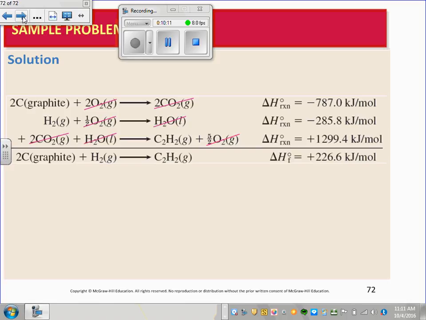That tells me if I want to make acetylene from graphite and hydrogen, I have to do what? I have to heat it, because delta H is positive. So this is what type of reaction? Endothermic.